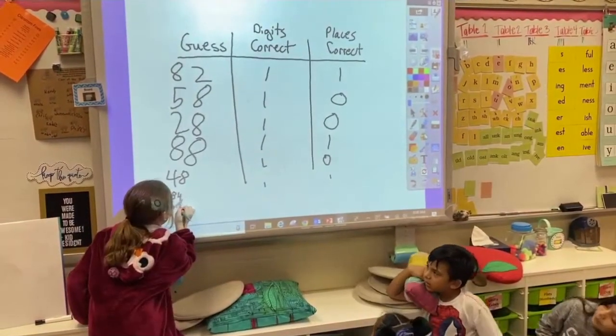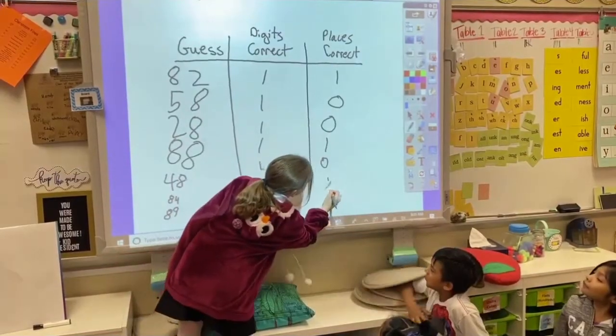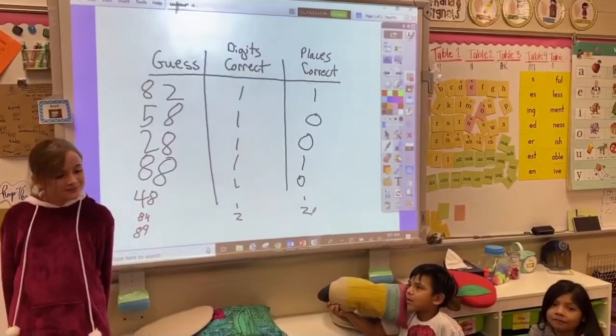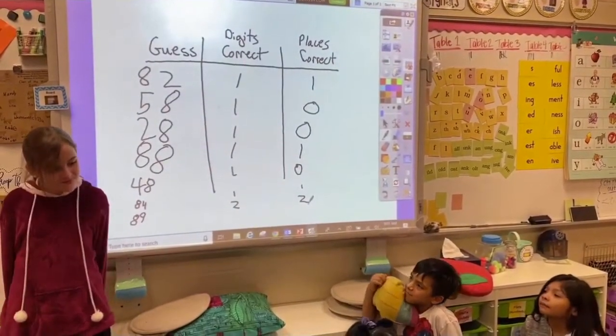89. What a number. So her mystery number was 89. We have 2 digits correct and 2 in the correct place.